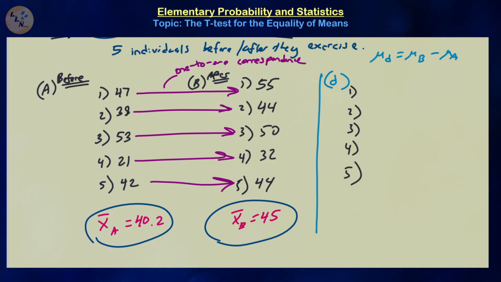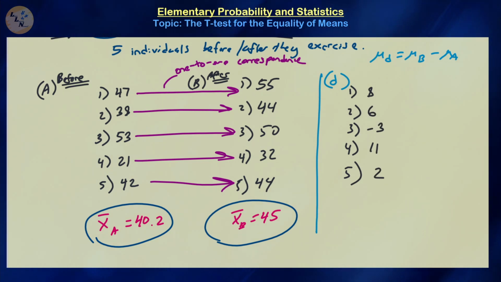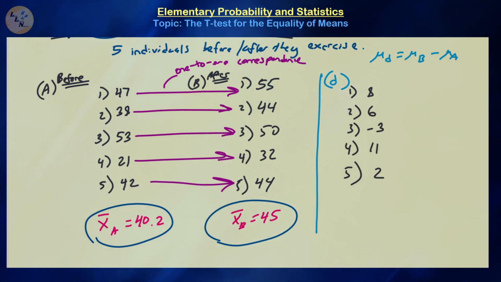So we're going to be subtracting these two. 55 minus 47 is equal to 8. 44 minus 38 is equal to 6. And then we have minus 3, 11, and 2. So practically everyone's happiness did increase by at least 2, with the exception of person 3. So maybe 3 is an outlier, but let's not go into the outlier discussion here.